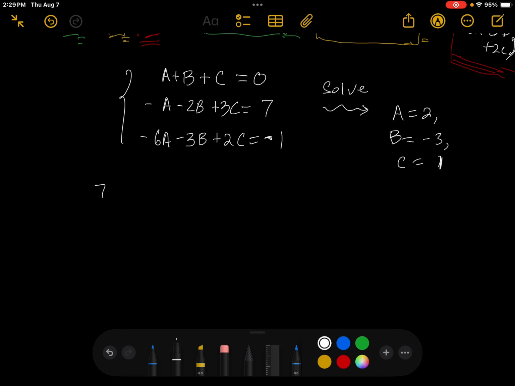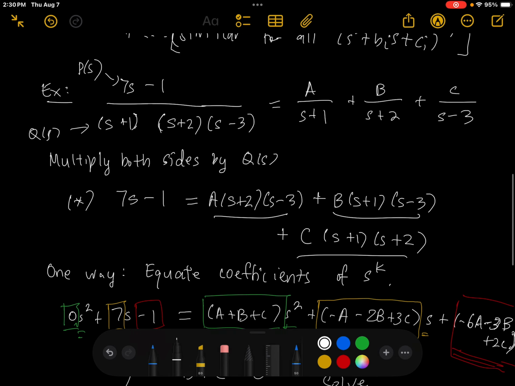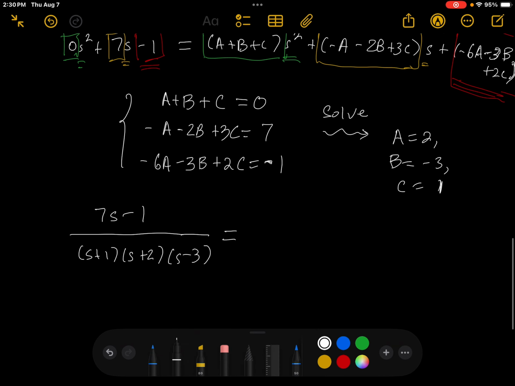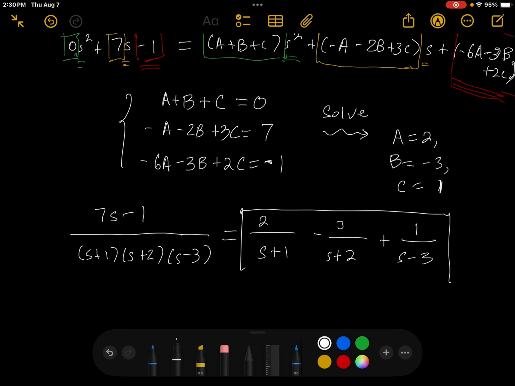So therefore, we're done. 7s minus 1 over q of s, which was s plus 1 times s plus 2 times s minus 3, is equal to, let's look back, a over s plus 1 plus b over s plus 2 plus c over s minus 3. And now we know what a, b, and c are. So it's going to be 2 over s plus 1 plus negative 3, which I'm going to write as minus 3 over s plus 2, and then plus 1 over s minus 3. And that's how you do it. That's the partial fraction decomposition of this rational function.